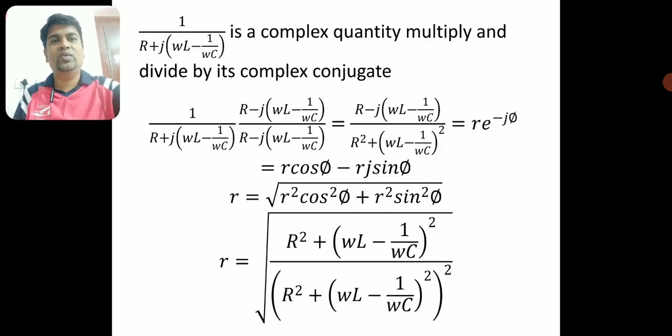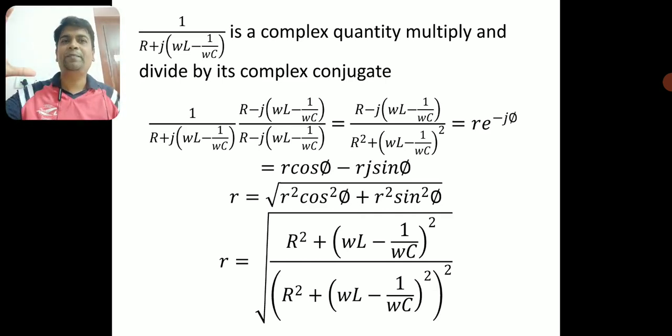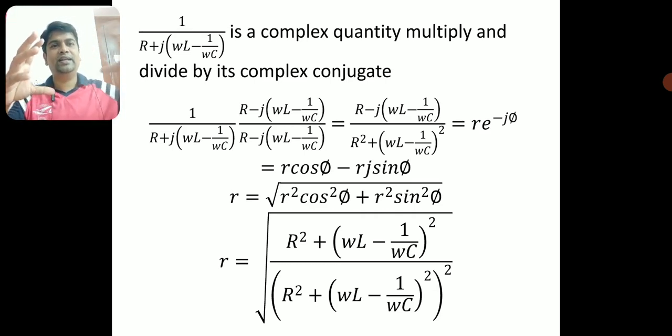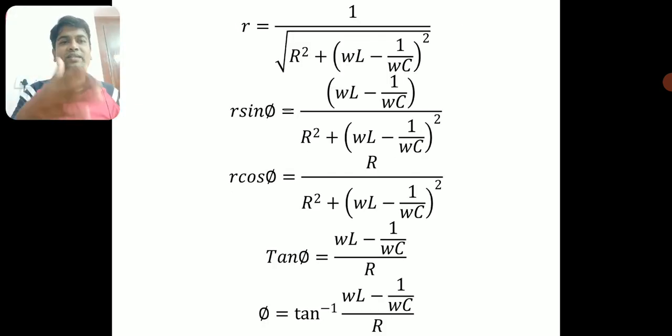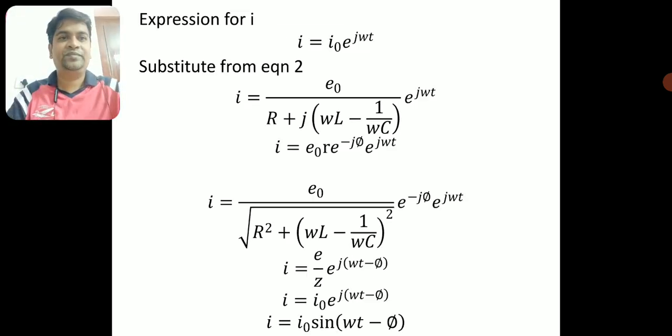So what I am trying to do from the beginning is I took a quantity which is a complex number, 1 by r plus j into omega L minus 1 by omega C. I am trying to solve it. I solved it by multiplying and dividing by its complex conjugate, and I can write it as r e to the power of minus j phi, where I am defining what is r and what is phi. I have clearly defined what r is. This is r and this is phi. Right, I'll move further.